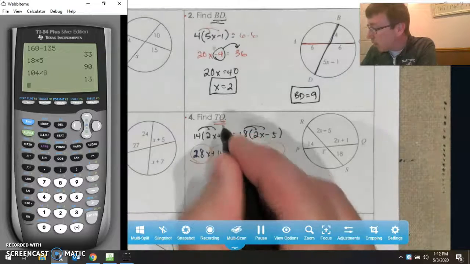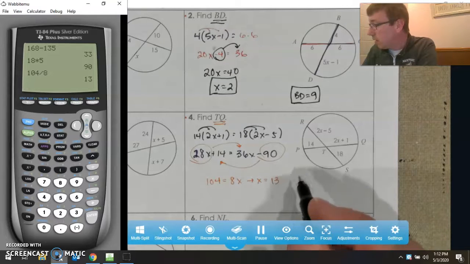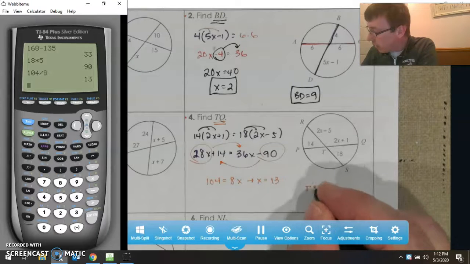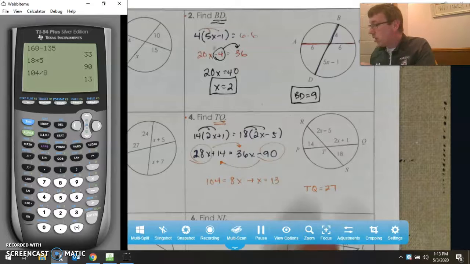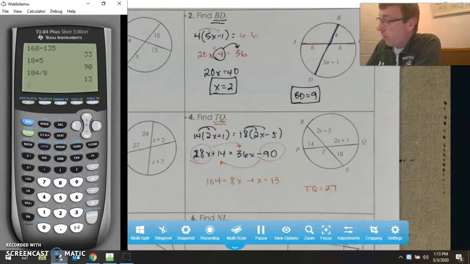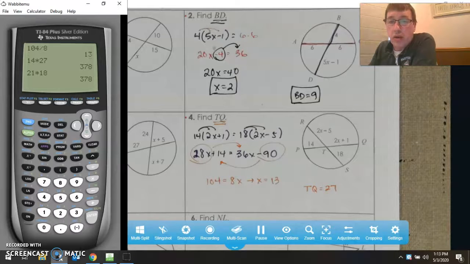But again, that's not what we need to solve for. We need to solve for the length of TQ. 2 times 13 is 26, plus 1 is 27. So TQ is 27. Just for kicks, let's solve for the other part there. If we look at RT, 2 times 13 is 26. 26 minus 5 is 21. So if I know 14 times 27 is here, and 2 times 13 is 26 minus 5 is 21, times 18, we get 378, so it does check out.